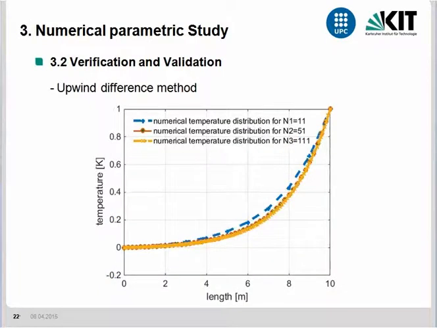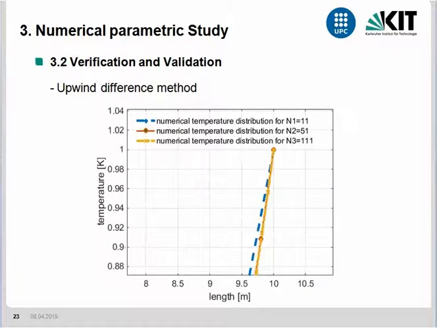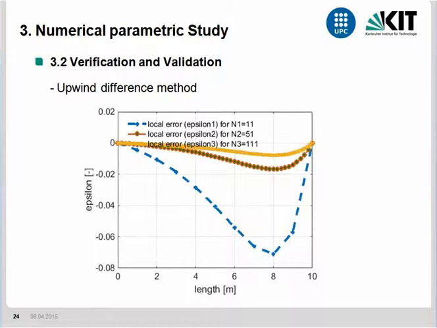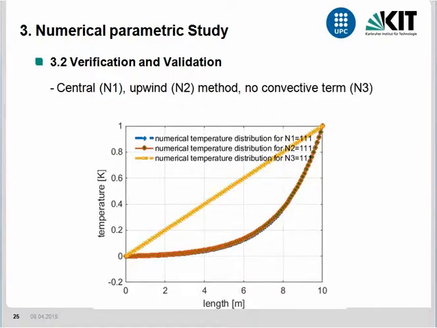Considering the upwind difference method, you get quite similar results for the temperature distribution and the error. Also here, for higher numbers of sampling points, the numerical solution is independent of the mesh. But once the grid is reasonably fine, the first order upwind solution is not as accurate as the second order central difference one. On slides 25 and 26, the temperature and the error for the central and upwind methods as well as for omitting the convective term are plotted on the vertical axis against the length. The conclusions are the same as mentioned before.